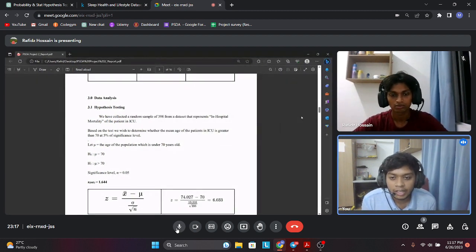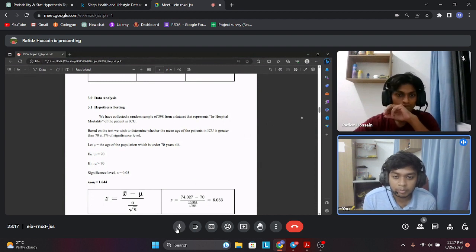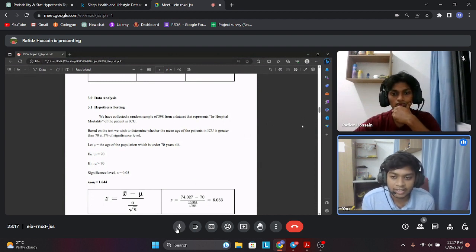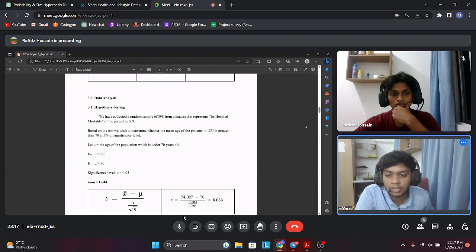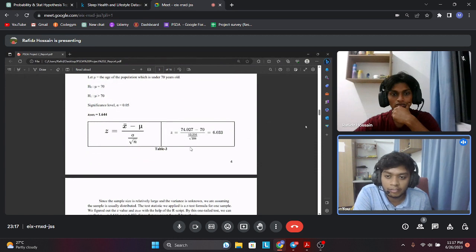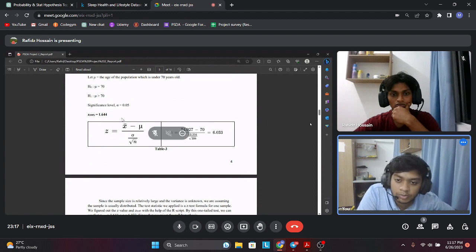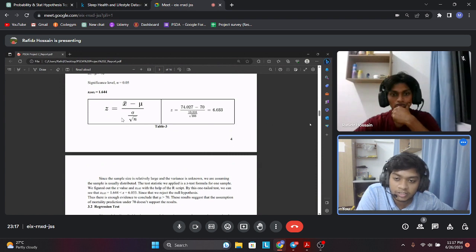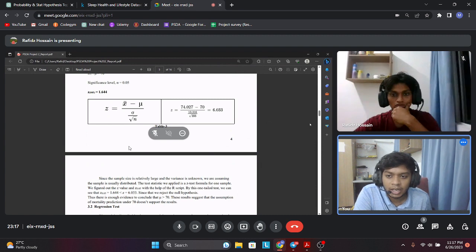So my part is the hypothesis testing. Here we have a random sample of 398 patients in ICU. We set the null hypothesis mu equal to 70 and our alternative hypothesis mu greater than 70. We have a significance level alpha of 0.05, and the formula z is equal to x bar minus mu divided by sigma over root n. So here we can calculate our z value, and we can discuss that.